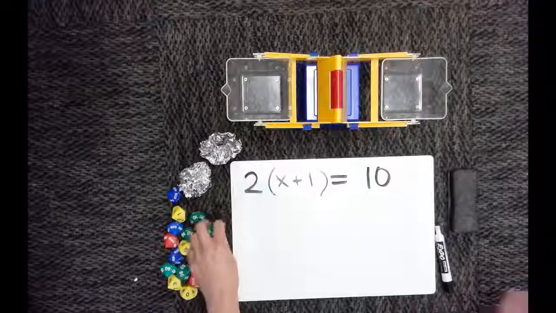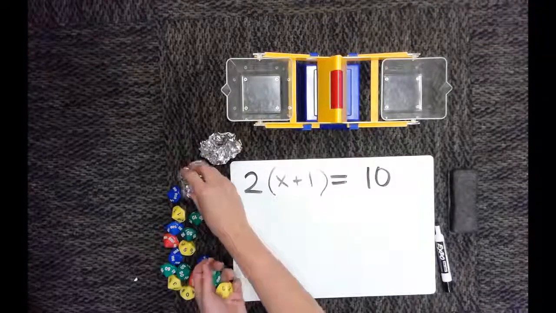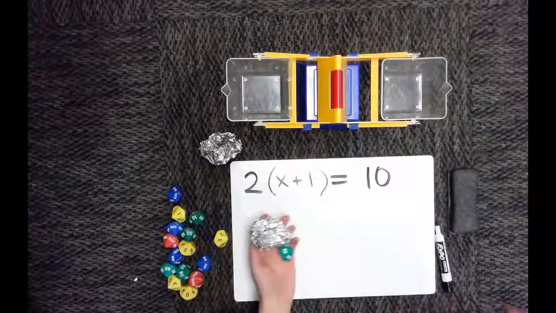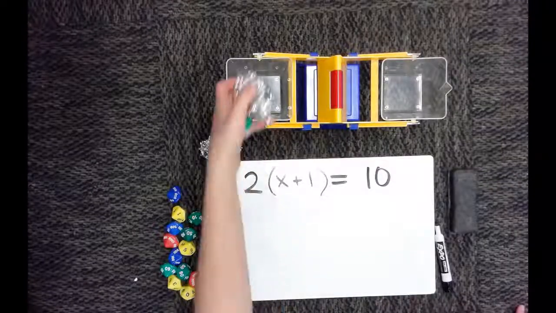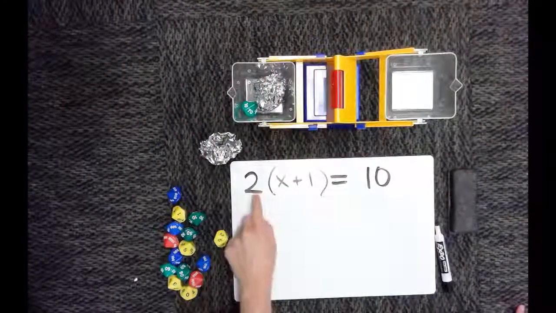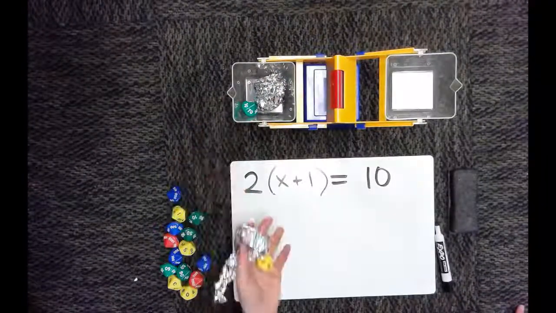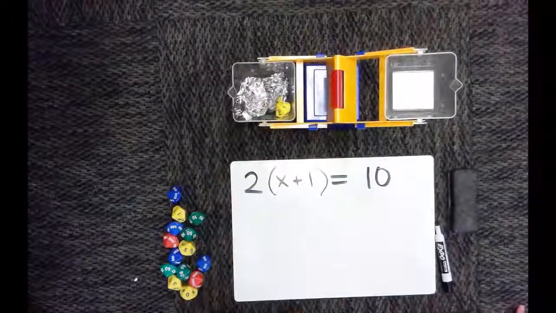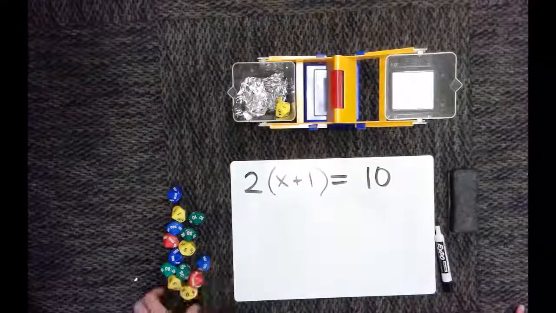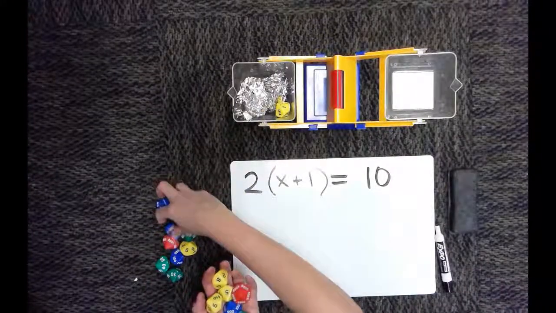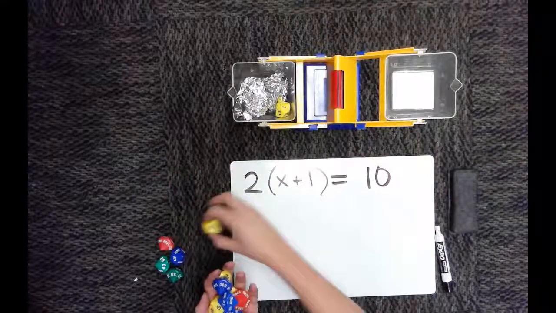So we're going to use our balance. We're going to model it on our balance. Here's x plus 1. I'm going to put an x plus 1 on that side. And now it says I need 2 groups of x plus 1, so let me get another x plus 1. There's my second x plus 1. I'm going to put that on that side there. And that is supposed to be equal to 10. 2, 4, 6, 8, 10.